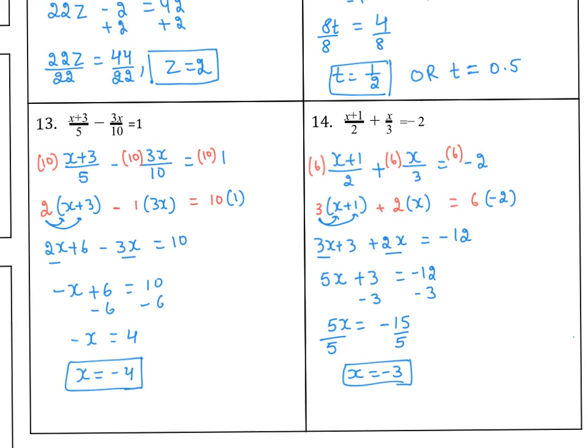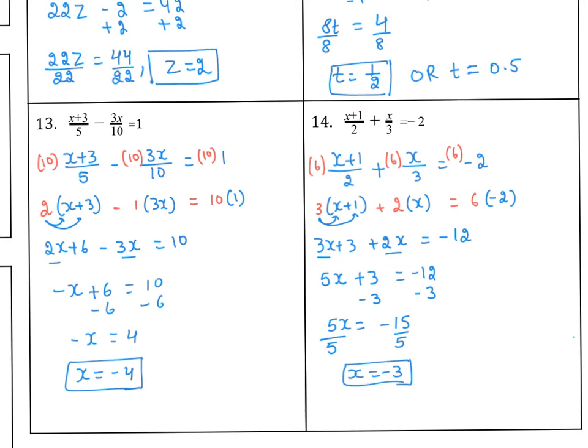For number 14, the LCM of 2 and 3 would be 6. So multiply the 6 on each and every term. 6 divided by 2 is 3, x plus 1 as it is. 6 divided by 3 is 2, this x will stay as it is, and then 6 times negative 2. When you distribute the 3 inside, you're going to get 3x plus 3 plus 2x equals 6 times negative 2, which is negative 12. Combine the like terms.